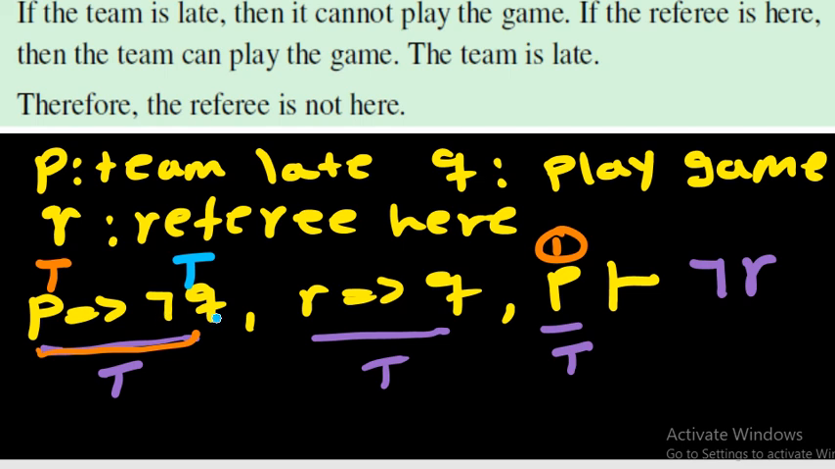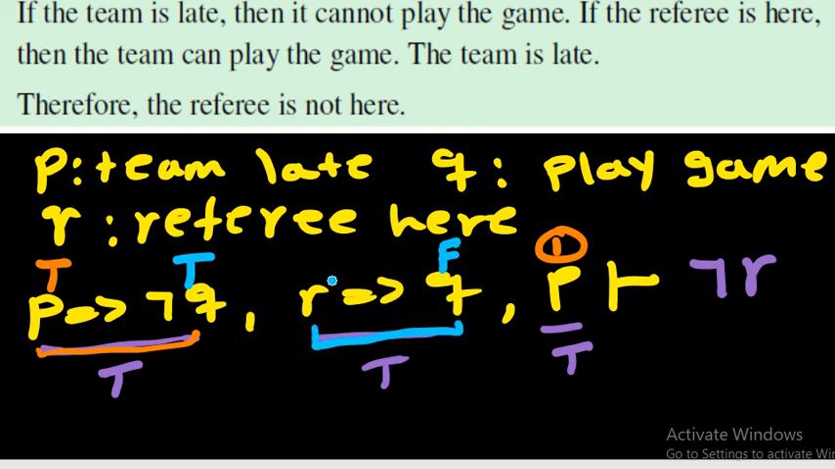If negation Q is true, the next step, Q must be false, because negation Q and Q are opposite. So negation Q is true implies, what does that mean? Q must be false. Again, this is the middle premise, it is true.